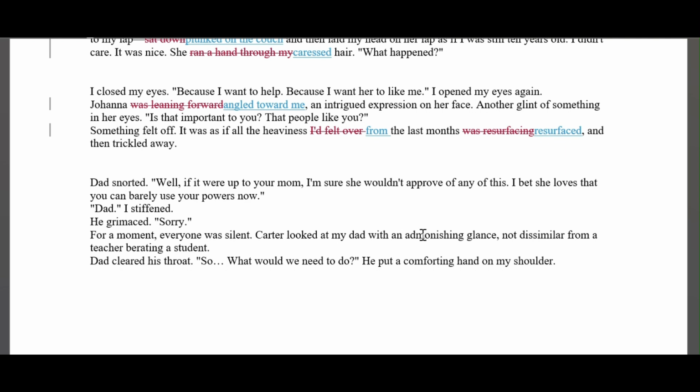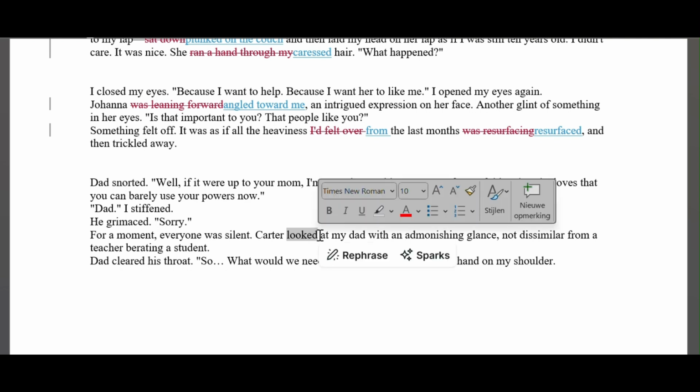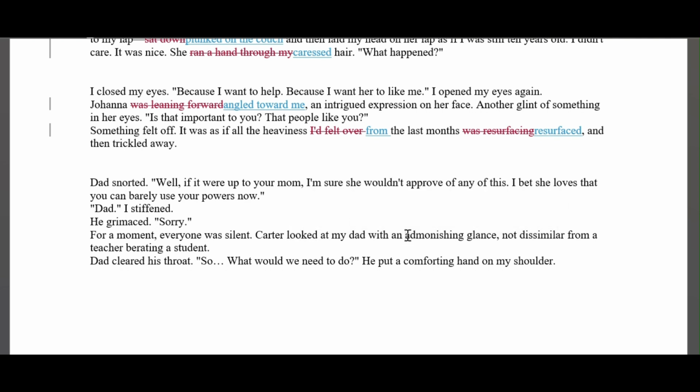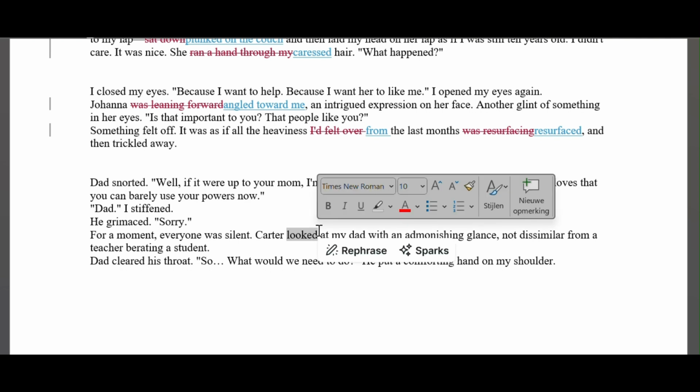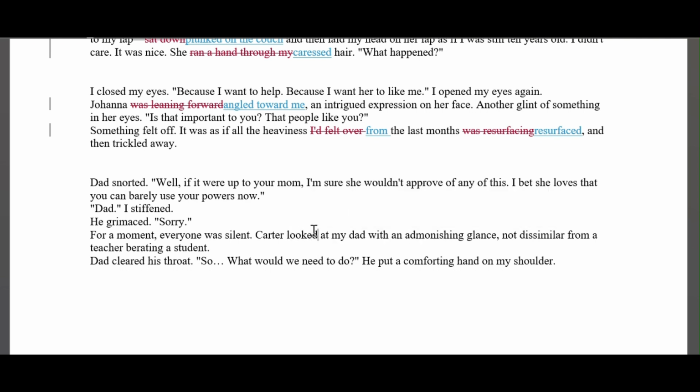Carter looked at my dad with an admonishing glance, not dissimilar from a teacher berating a student. So while looked doesn't really give us much, we do have some information to go on here. We have admonishing glance and not dissimilar from a teacher berating a student, so we do have clear imagery, but looked isn't really giving us anything. So we might want to change this up a little to get the same information across with a better word.